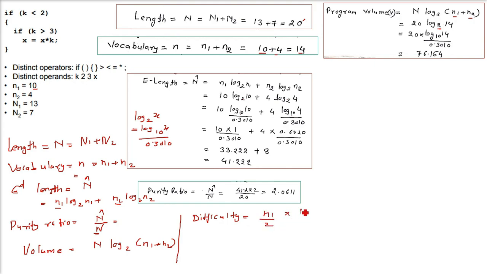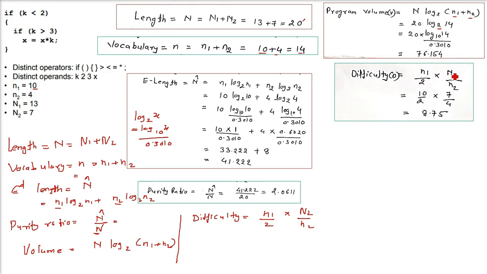Capital N2 by small n2. Now you see here, n1 is 10, capital N2 is 7, small n2 is 4. So it will be 8.75.